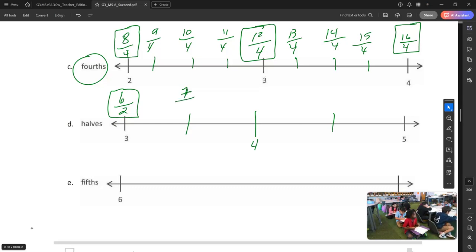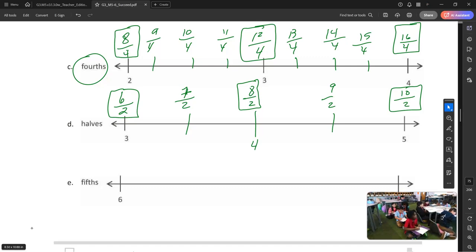7 halves. 8 halves is another whole. How do I know that? Counting my halves, which is 2, 4 times because we're at the 4. 2, 4, 6, 8. Next one is 9 halves and 10 halves. And that's another whole number. How do I know? Counting my 2's, I'm at 5. 2, 4, 6, 8, 10. 10 halves.